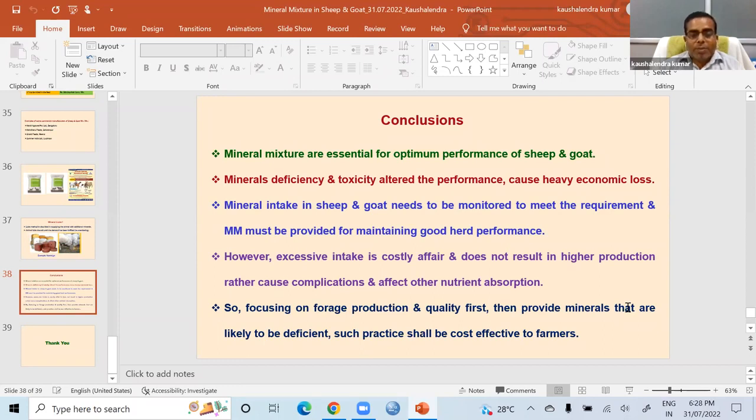So, finally, we can say that by focusing on forage production quality first, and then providing minerals that are likely to be deficient, such practice shall be cost effective.